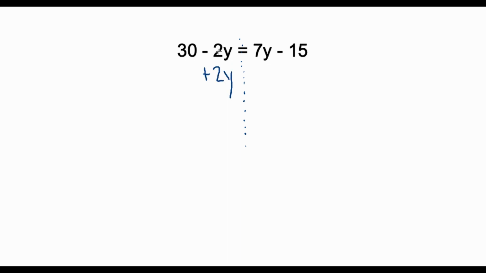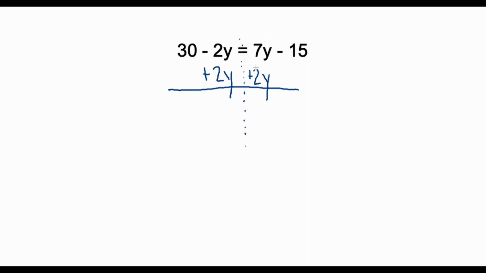Again, anytime you want to move terms from one side of the equation to the other side, you have to do the inverse operation. If it's a subtraction, you have to add it. If it was addition, you would have to subtract it. So here we're adding plus 2y under the 2y and another plus 2y under the 7y. What we do to one side, we have to do to the other side of the equation to keep the equation balanced. And the dotted line allows you to see both sides of the equation.